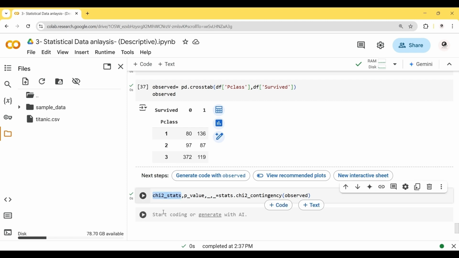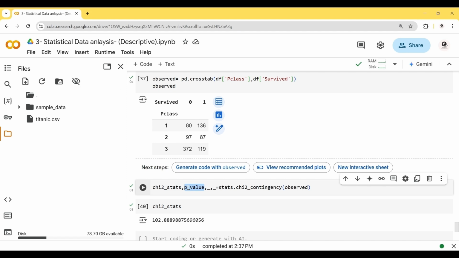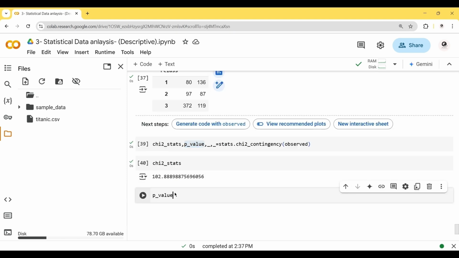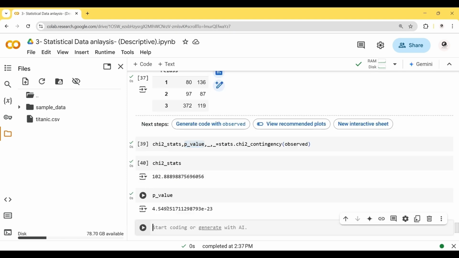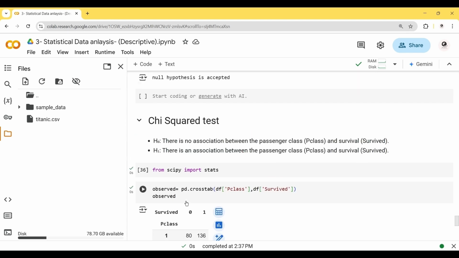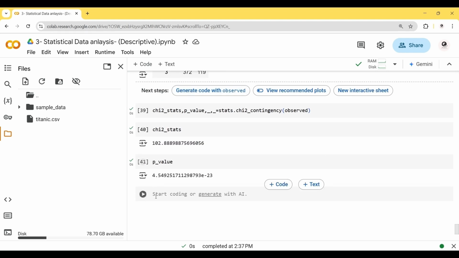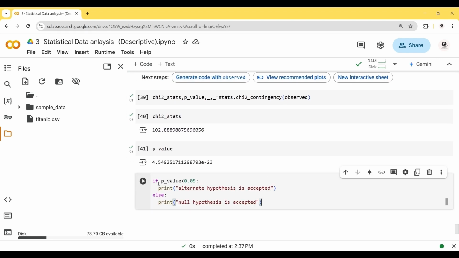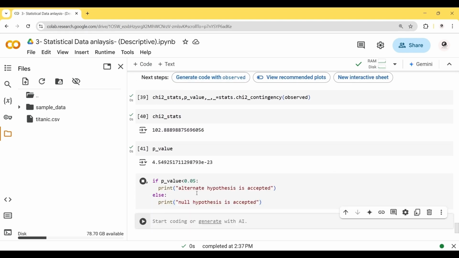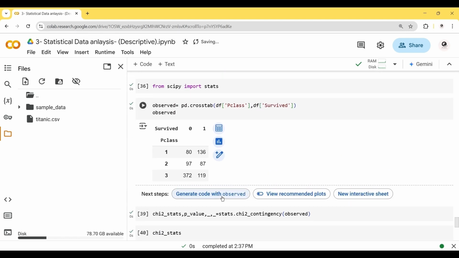Now let me print my chi-square statistics value and my p-value. Now you can see my p-value is less than 0.05. It means alternate hypothesis is accepted and the null will be rejected. So let me code this out. So this is all about chi-square test.